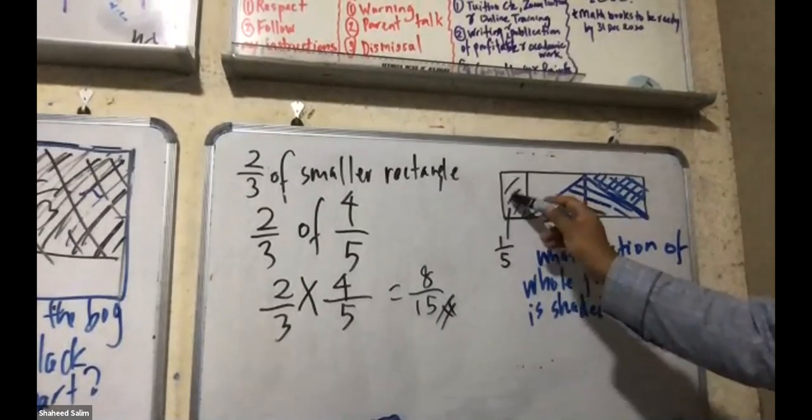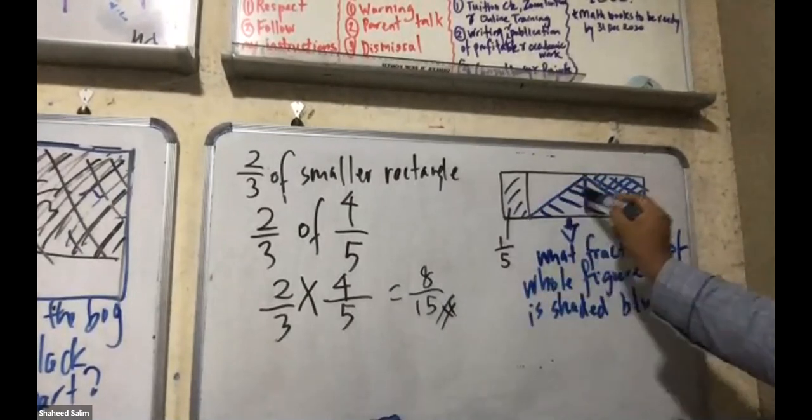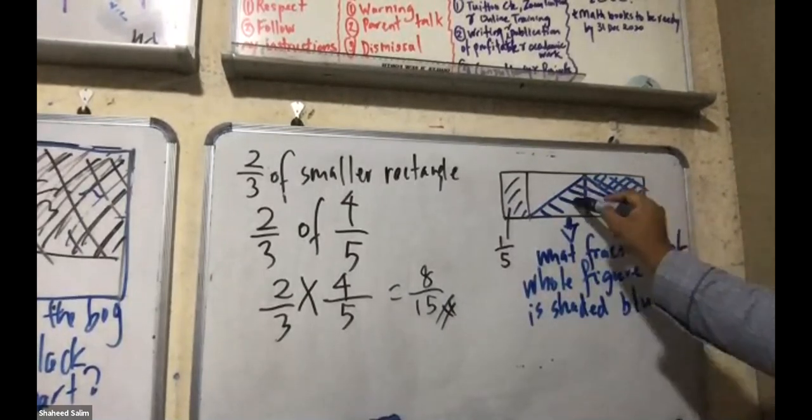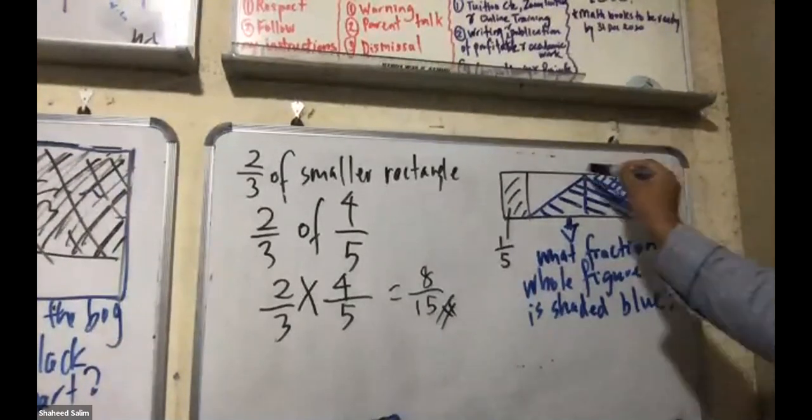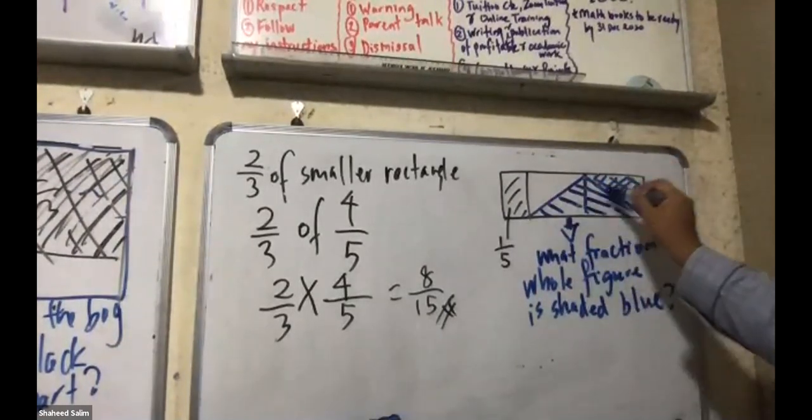Sophia, this is 1/5. There are 4 triangles in the balance part. I shaded 3 triangles. What fraction of the whole figure is these 3 blue triangles?